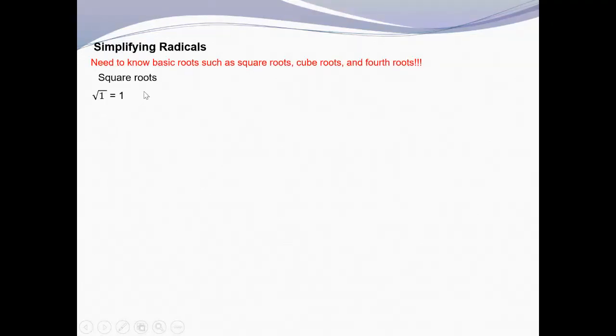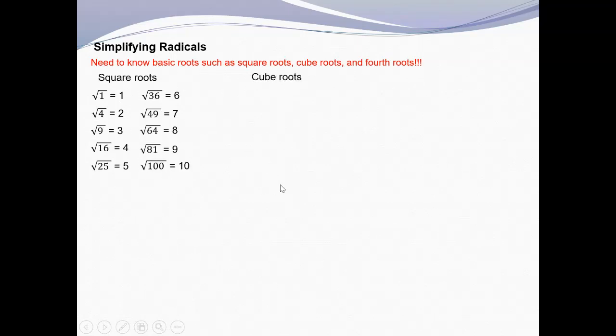Now, simplifying radicals. You need to know basic roots such as square roots, cube roots, and fourth roots. These are perfect squares. Like the square root of 1 is 1, the square root of 4 is 2, the square root of 9 is 3, and so forth. Try to know as many as you can, maybe all the way to 10. That'll be 10 right there.